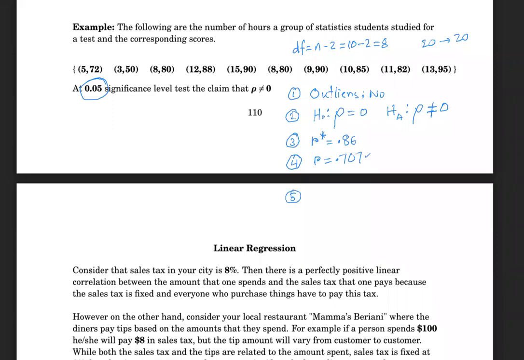Step number 5, absolute value of R star is absolute value of 0.86, which is 0.86, right? Obviously, that is greater than 0.707. So based on this, we reject the null hypothesis that rho is equal to 0.